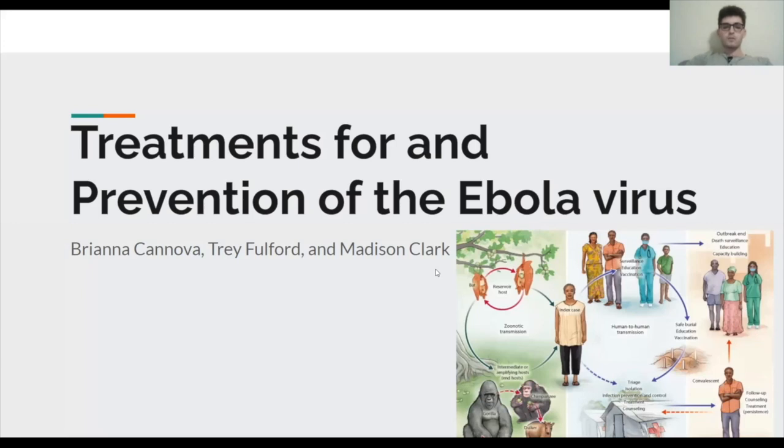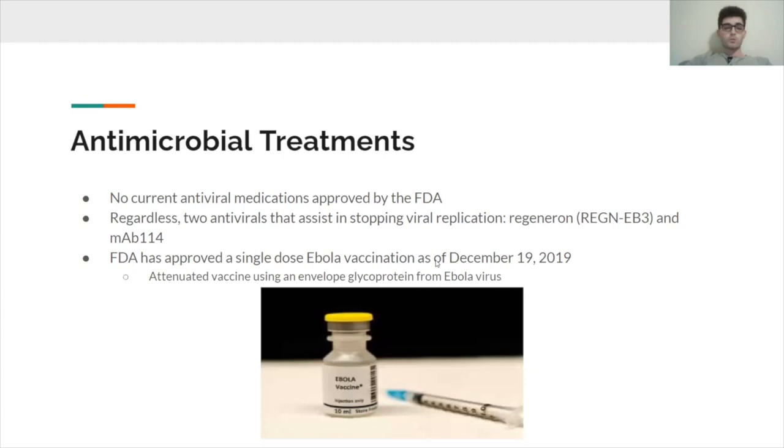All right, so I just wanted to do a last minute recap of the disease project by talking about the treatments for and the prevention of the Ebola virus. Some known antimicrobial treatments of the disease are Regeneron and MAB114. Those are two antivirals that are not approved by the FDA, but have been known to treat the viral replication of the disease. The FDA has approved a single-dose Ebola vaccination as of December 19th, 2019.